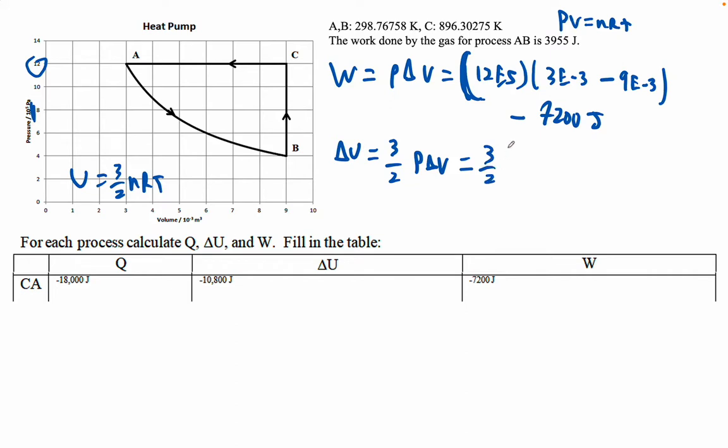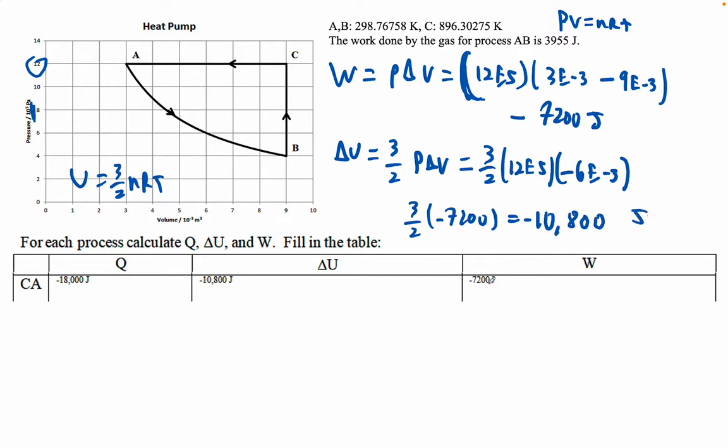So 3/2, our pressure is 12E5. Our change in volume is negative 6E minus 3. 3 minus 9 is negative 6E minus 3, right? Okay. Which is just basically this number times 3/2, right? It's 3/2 times negative 7,200. So you could save a lot of time here. Negative 10,800 joules.